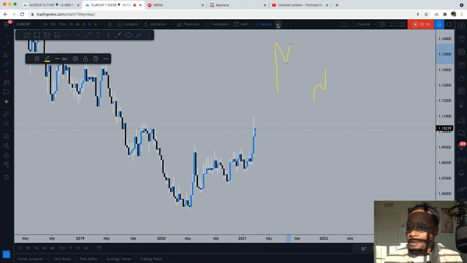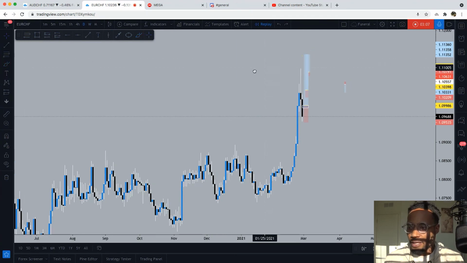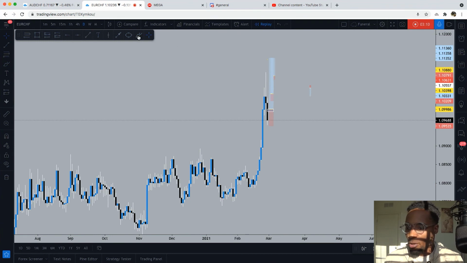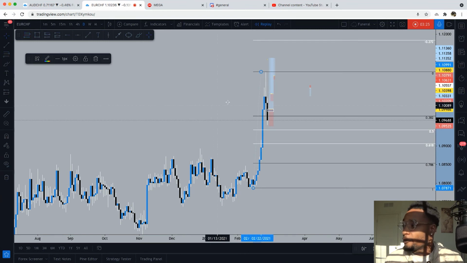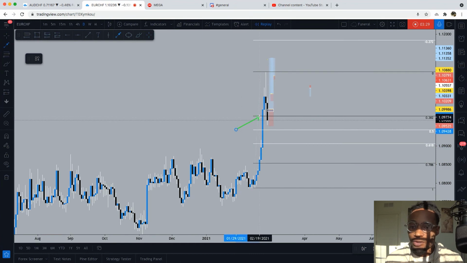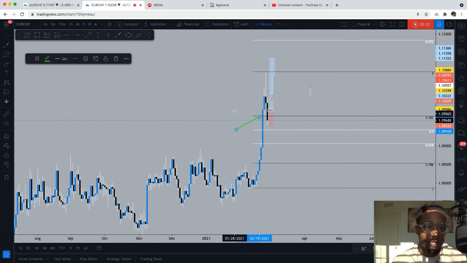With that being said, what do we have on the daily? On the daily, we had a market that just created this impulse to the upside, breaking all this structure in here. So what do you want to see after an impulse? You want to see the retracement. After an impulse, take our Fibonacci from the low to the high, and you want to see a retracement to where? At least to the 382. Why the 382? Because the 382 is the first level of support.